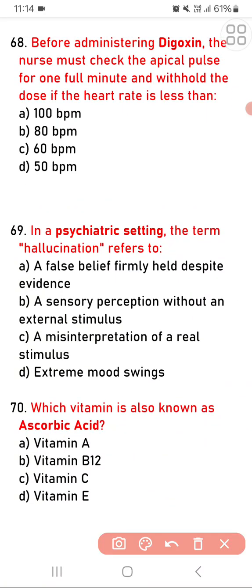Before administering digoxin, the nurse must check the apical pulse for 1 full minute and withhold the dose if the heart rate is less than 60 beats per minute. In a psychiatric setting, the term hallucination refers to a sensory perception without an external stimulus. Which vitamin is also known as ascorbic acid? Vitamin C.